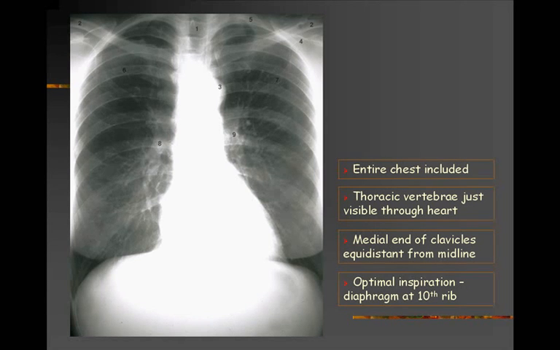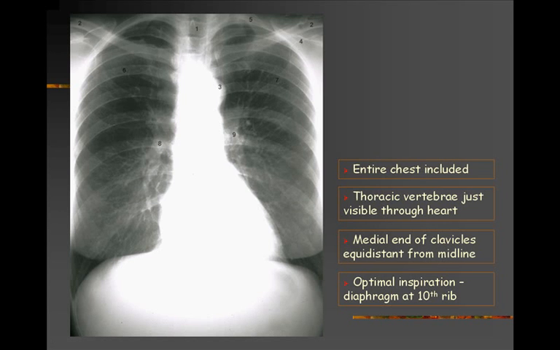And finally, we'll look at the level of inspiration. Ideally, chest X-rays should be done in an optimal inspiration, and in such instance, the diaphragm is at the level of the 10th rib.